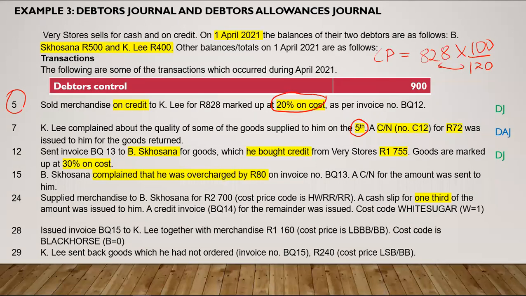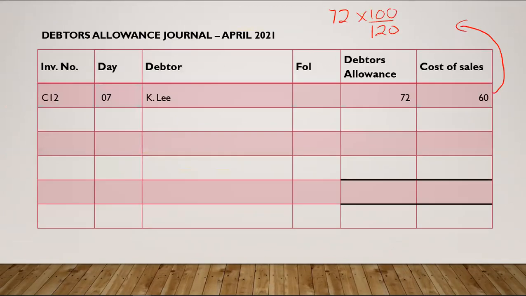On the 15th, it says Bisco Sana complained that he was overcharged by 80 Rand on invoice BQ13, which is this one here. But the overcharge will not result in cost of sales. So that one, we know that it goes to DAJ. But you must be happy because it doesn't have cost of sales. In the DAJ, you will have C13. The date will be the 12th. It's Bisco Sana. Selling price was 80 Rand, which is under debtors allowances. And under cost of sales, you'll have 0.